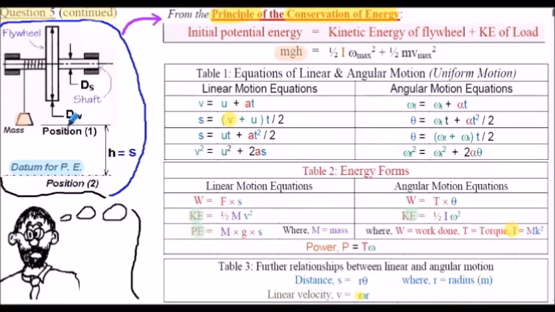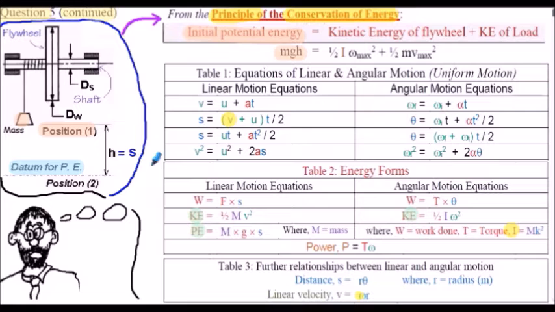But at position 1 we have no linear kinetic energy of the mass because it is stationary, and we have no angular kinetic energy of the shaft and the flywheel because they're also stationary. There is no work into the system between position 1 and position 2. In other words, there's no external force pushing the mass downwards or no torque trying to accelerate the shaft. So there is no work into the system on the left-hand side of the energy balance here. All we have is the initial potential energy of the mass from the datum.